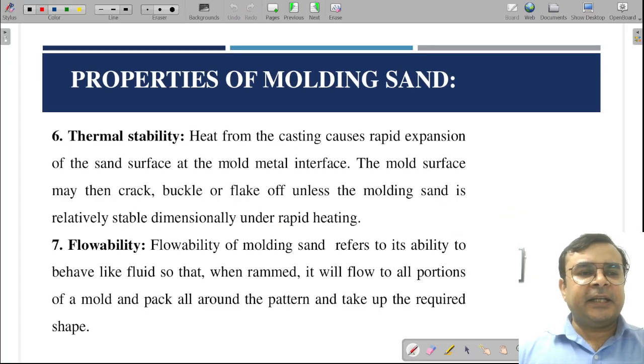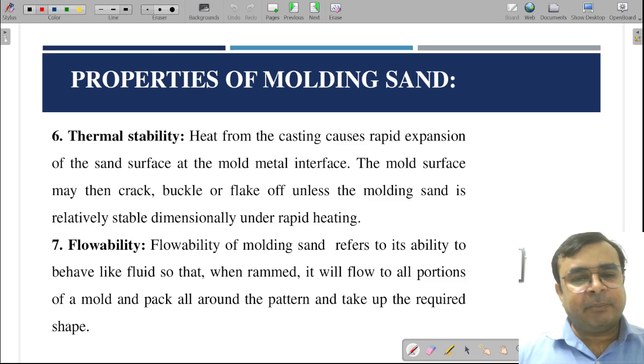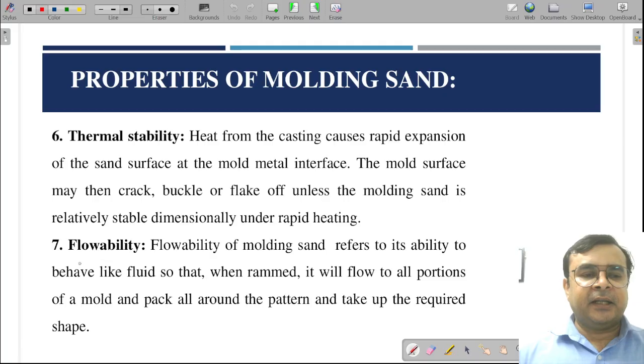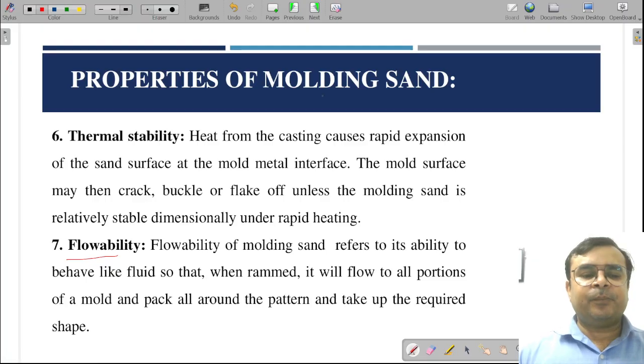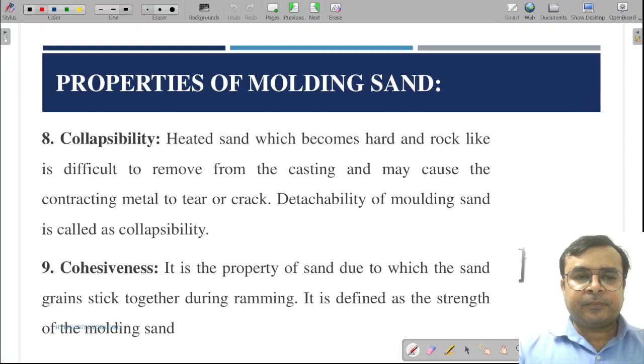Next, the next property is thermal stability. The molding sand should have adequate thermal stability so that during pouring the sand particles can retain their shape and size. They should never expand or contract. Is it right? Or buckle. Flowability. The molding sand should have enough flowability so that while ramming, the sand particles can easily move here and there, so that it can fill the indicated location of the mold box. Okay. So this is called flowability.